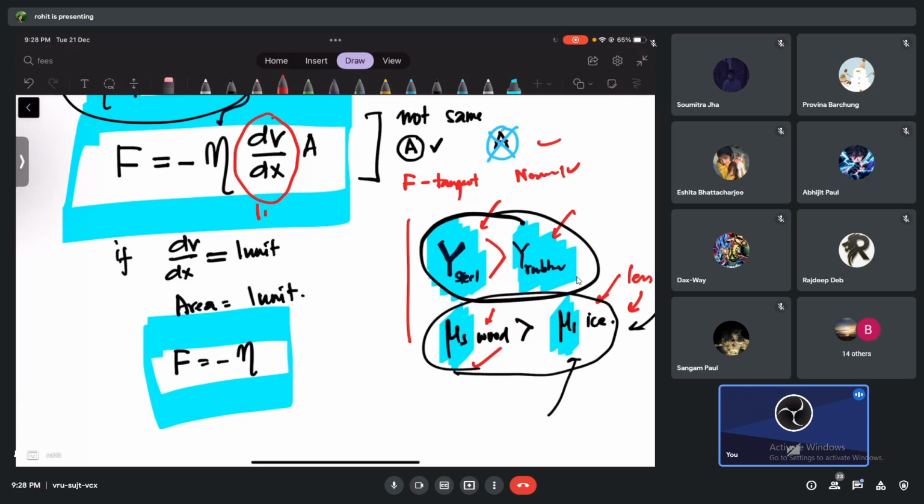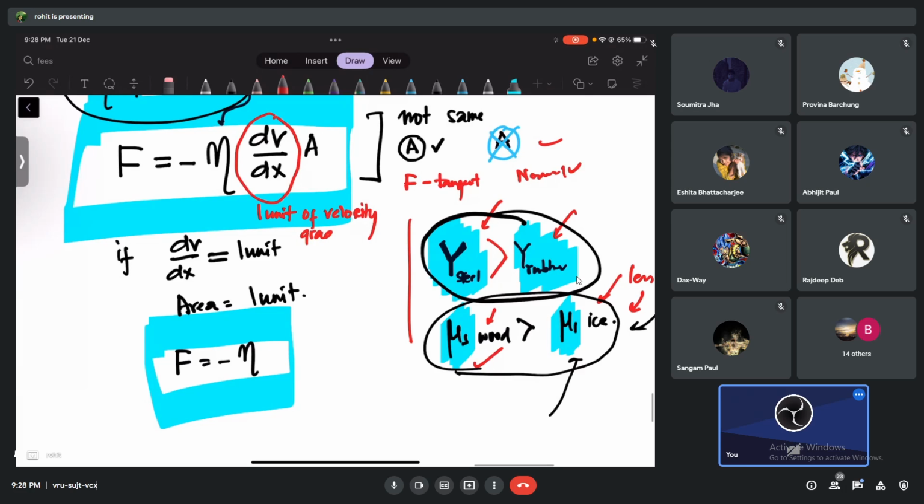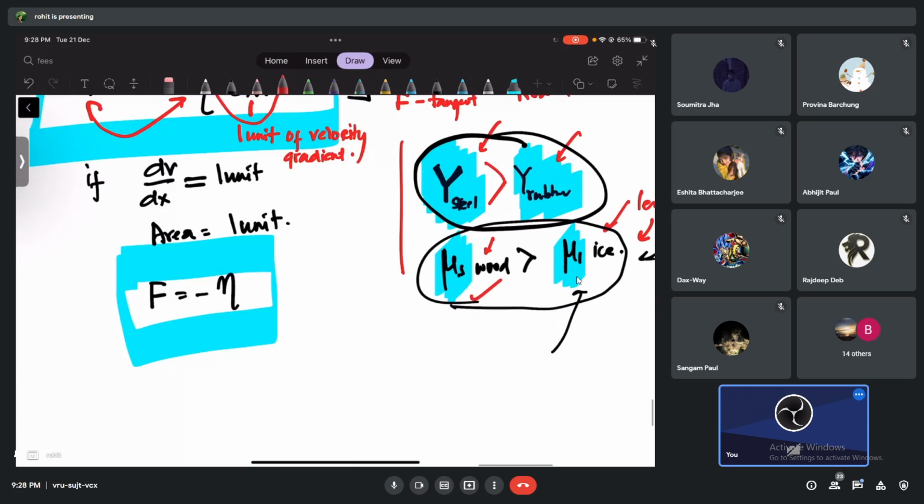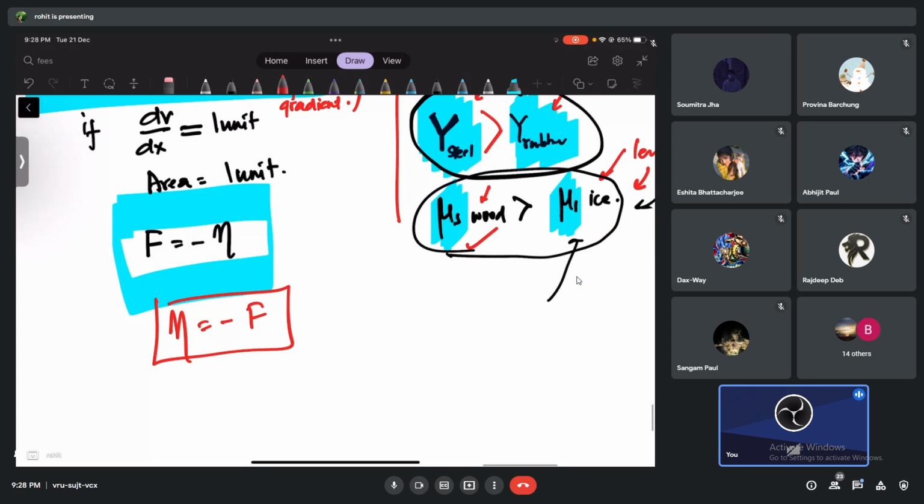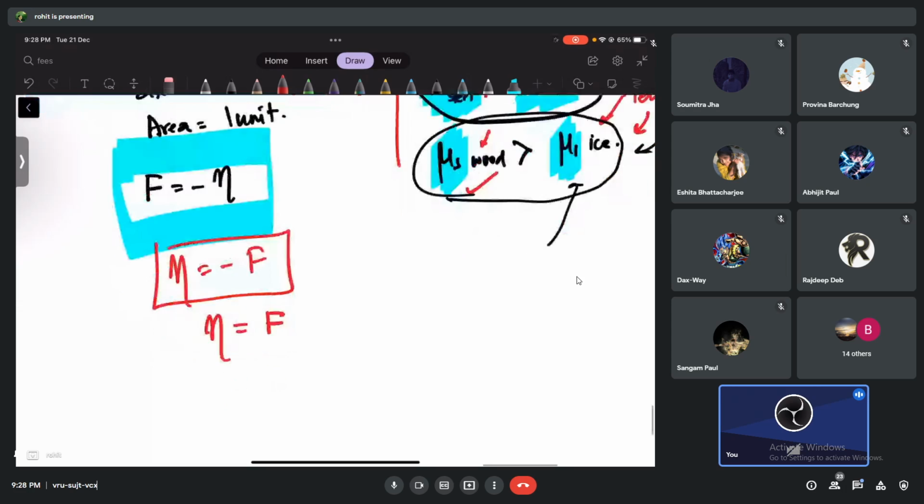Suppose I tell you it's 1 unit of velocity gradient, and area is also how much? 1 unit. If I make these two things 1 and 1, then automatically your F will be equal to what? Minus eta, right? Then I can write eta will be equal to minus F. Or I can simply write, the magnitude, eta equals F.